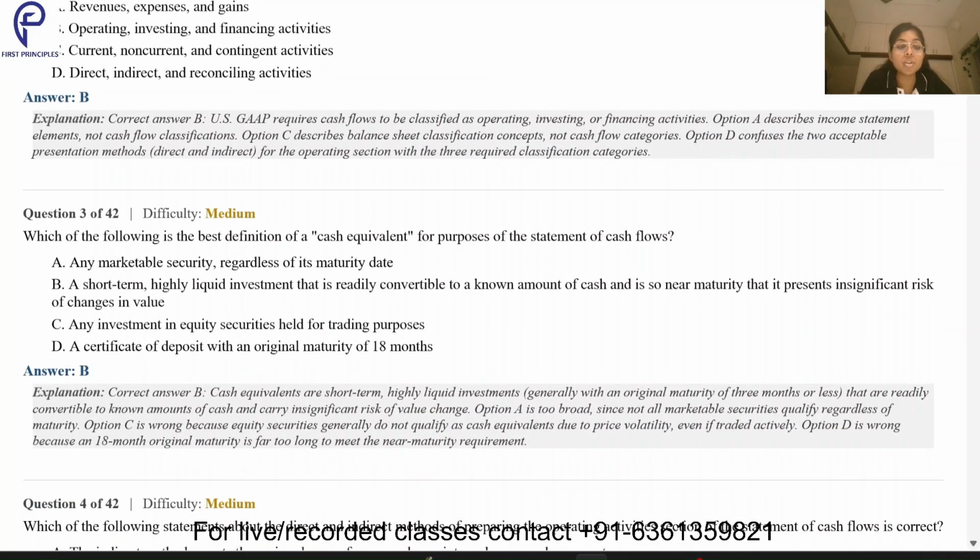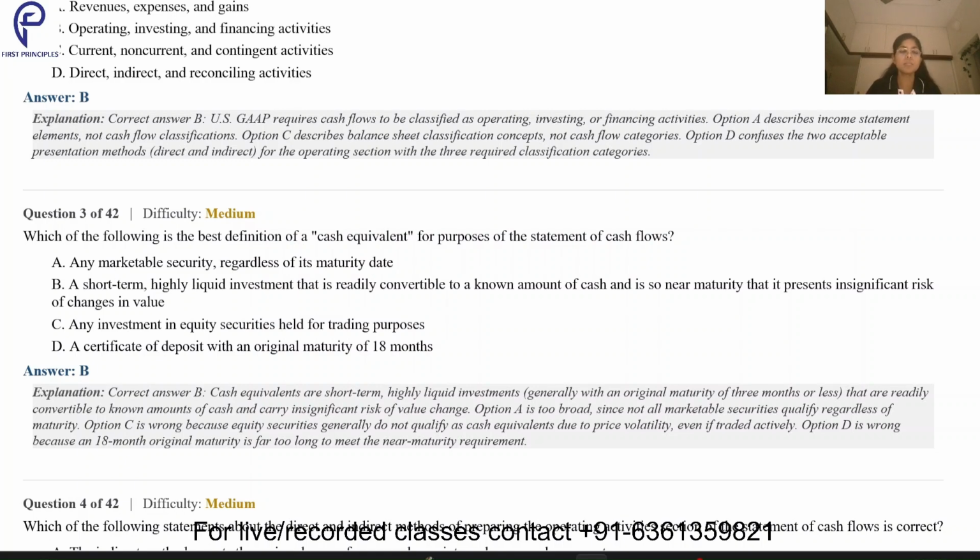Question 3. Which of the following is the best definition of a cash equivalent for the purpose of a statement of cash flows? Now, what is a cash equivalent? A cash equivalent means something which can be very easily converted into cash, and it is very close to its maturity, and also the price of that particular instrument is not going to change that easily. So let's see which option is correct.